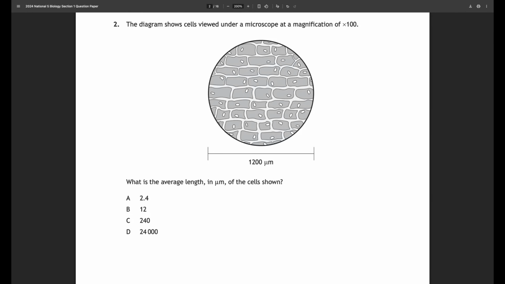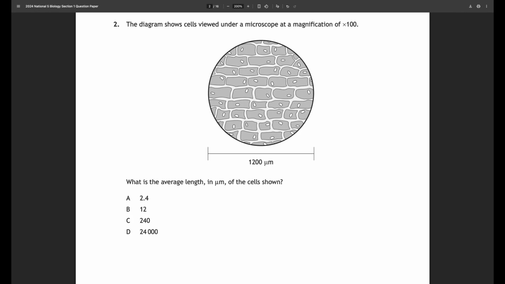Question 2. The diagram shows cells viewed under a microscope at a magnification of times 100. Okay, so this is 100 times larger than it actually is. What is the average length in micrometers of the cells shown? So what we have to do first of all is we need to count the number of cells that are going across the field of view here, across the diameter. So that's going to be 1, 2, 3, 4, 5 cells there.